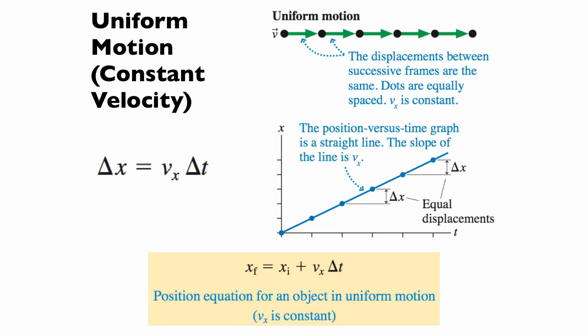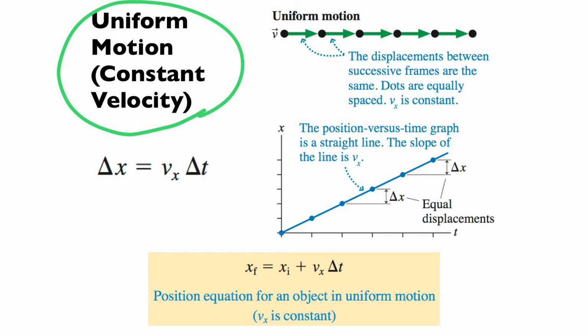Now let's look at a couple of cases of motion. The first one that we're going to look at is so-called uniform motion, or motion with constant velocity. Here's a motion diagram for an object moving at constant velocity. It's moving to the right, and it moves the same amount every time interval. So my velocity arrows are all the same size. The velocity is constant. It's moving to the right at a steady rate.